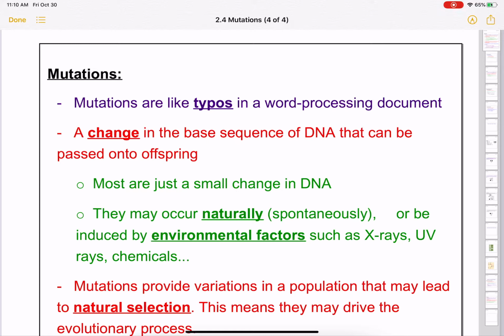It says mutations are like typos in a word processing document, a change in the base sequence of DNA that can be passed on to offspring. Most are just small changes in our DNA, and they may occur naturally, so spontaneously, or they may be induced by environmental factors such as X-rays, UV rays, chemicals, and stuff like that.